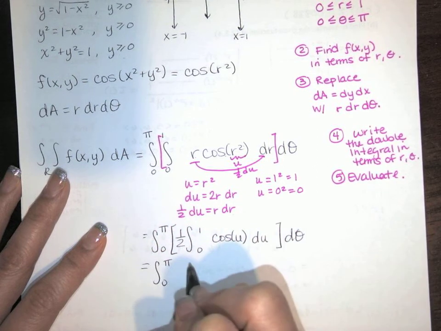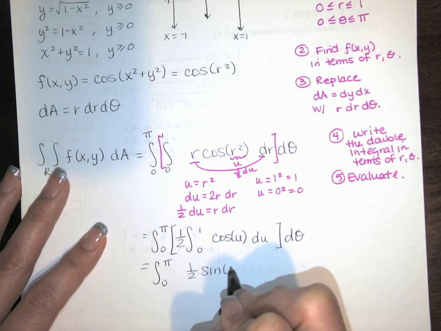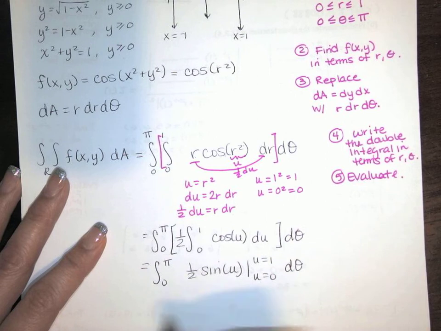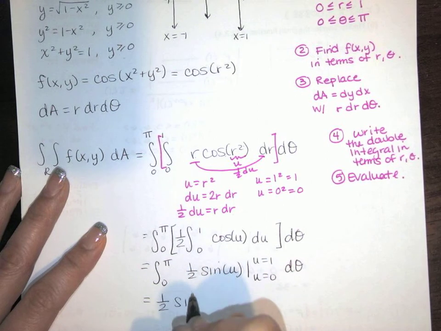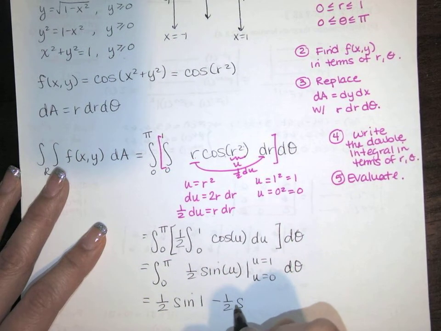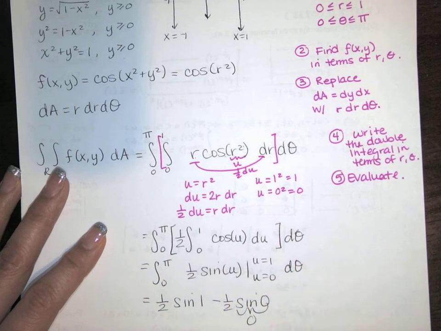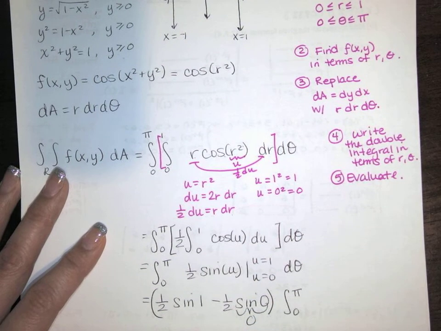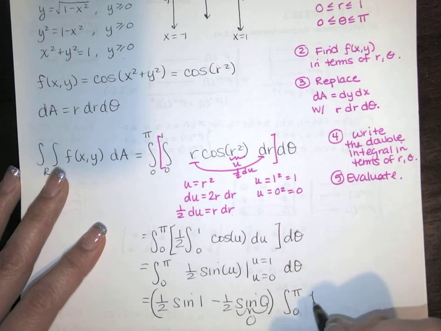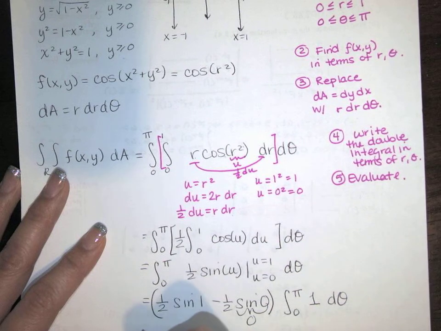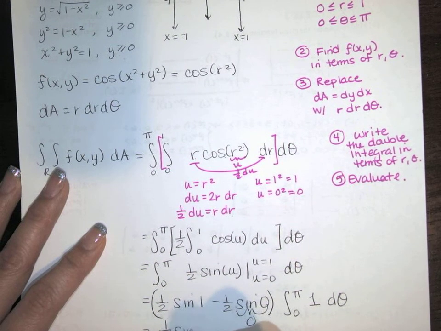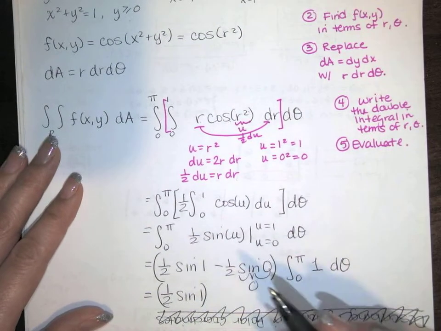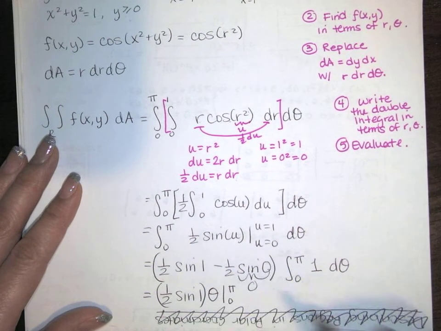The antiderivative of cosine is sine. Replace u with 0, replace u with 1, and subtract. So you'll get 1/2 sine of 1 minus 1/2 sine of 0, but sine of 0 is 0. And that's all constant, so I can factor it out and multiply by the integral from 0 to pi of 1 times d theta. So we just get 1/2 sine of 1, that's our constant. Antiderivative of 1 with respect to theta is just theta. Evaluate from 0 to pi.